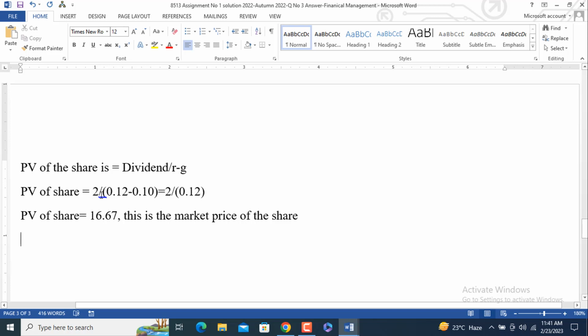So 2 divided by 0.12 minus 0.10, which is 2 divided by 0.02, and P0 of share is equal to 16.67. This is the market price of the share. You notice here that when beta is decreased, your expected return is decreased, and when expected return is decreased, the present value of the share also decreases.